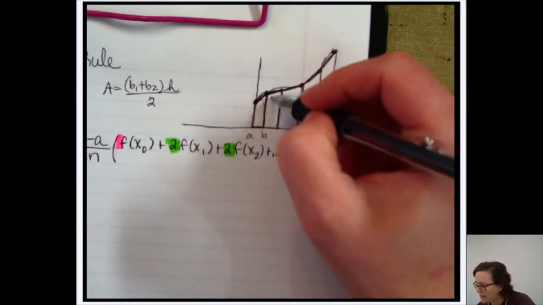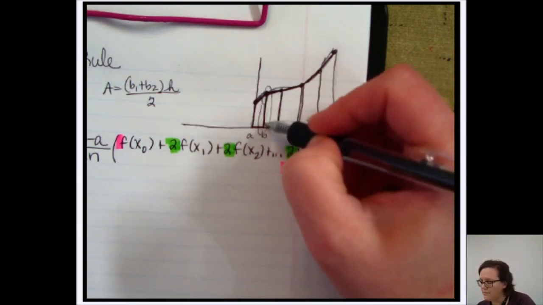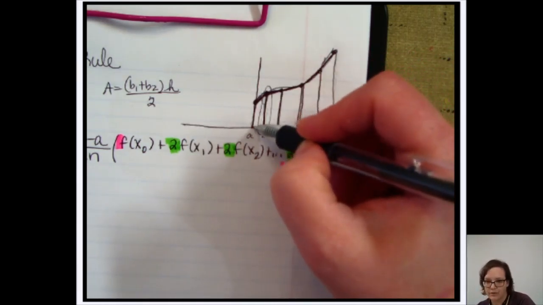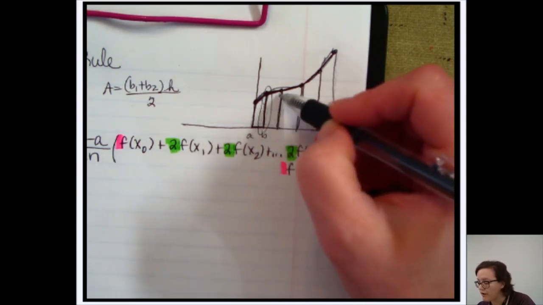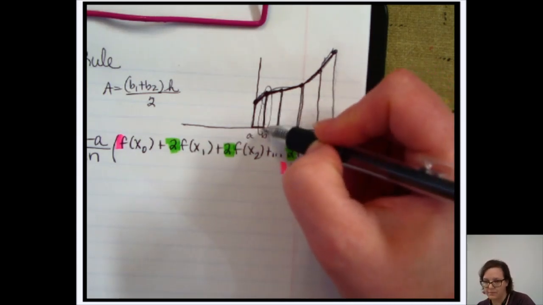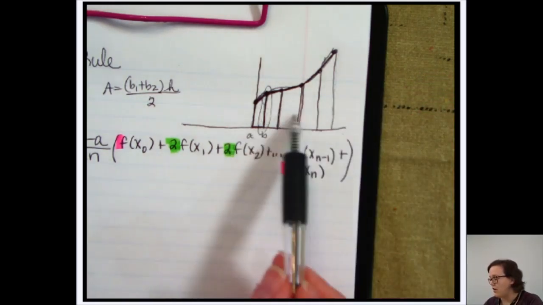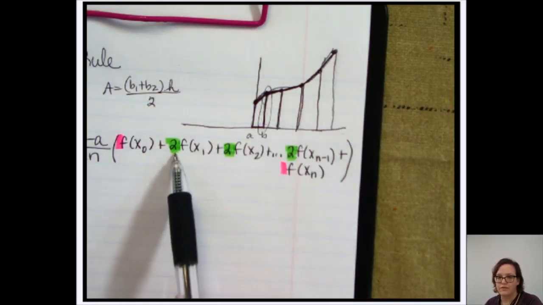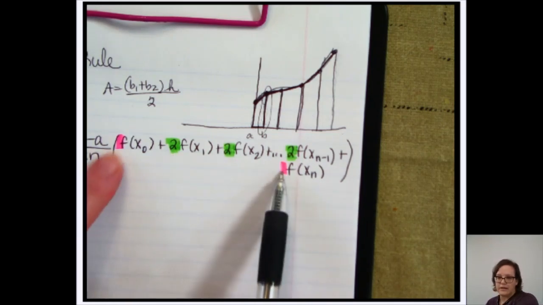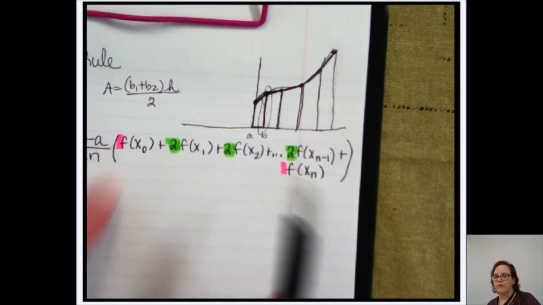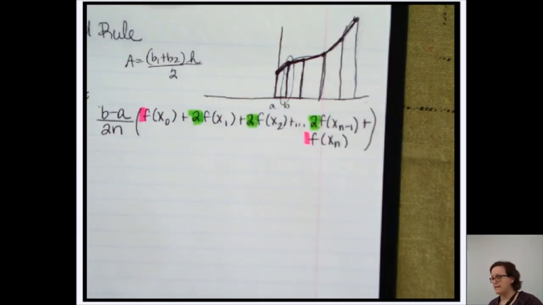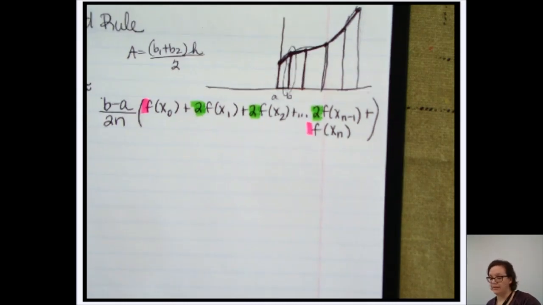So if we look at this one here, it's the right base of this first trapezoid, but when we go draw our second trapezoid, it's the left base. So it actually gets counted twice. So that happens to all of these in between. So that's why there's a 2 here and 1 here. Okay, so hopefully that makes a little bit of sense.